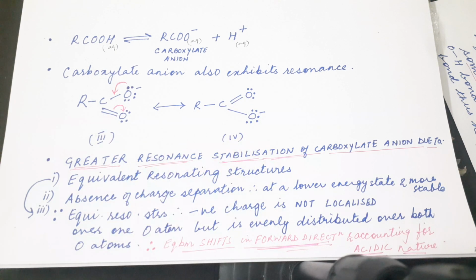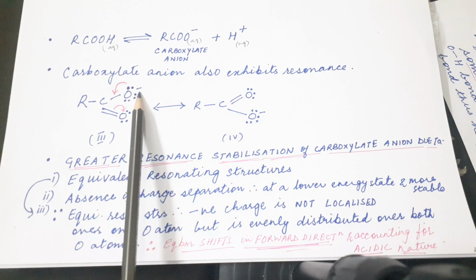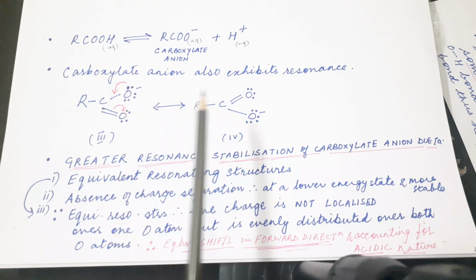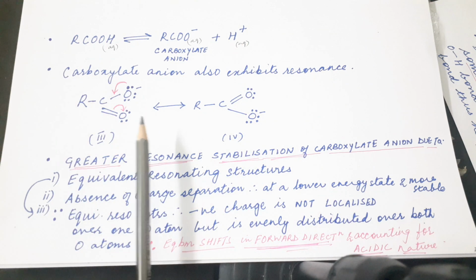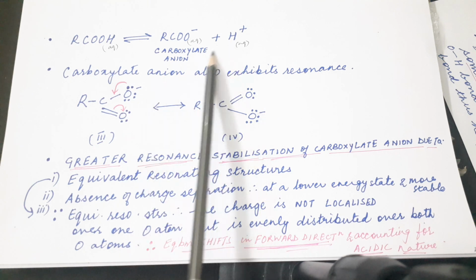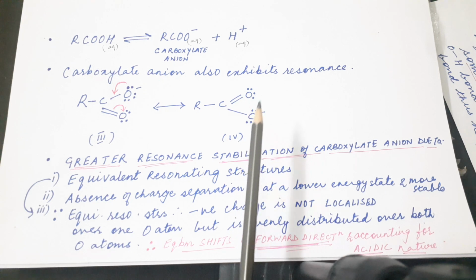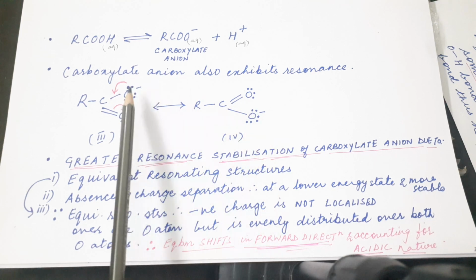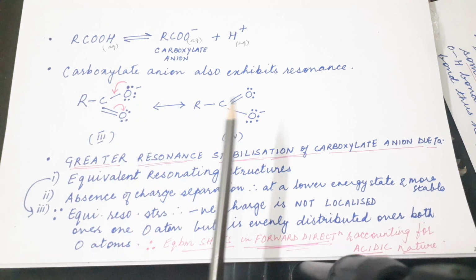And because of equivalent resonating structures, the negative charge is not localized over only one oxygen but is dispersed equally over two oxygen atoms, and because of which this H+ will not have one center only to hit. It is sort of confused whether to hit this oxygen or this oxygen. Therefore, because the negative charge is dispersed equally over two oxygens, this imparts greater stability to the resonating structures of the carboxylate anion.